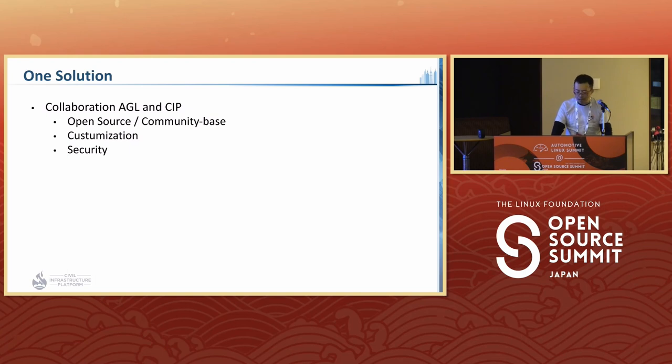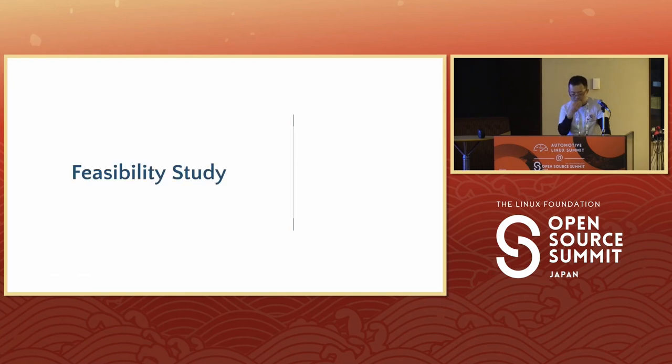So I believe that combining the strengths of both sides may make collaboration possible. However, I think it is important to assess the feasibility of such collaboration before moving forward. So the next section is the feasibility study. I'd like to show what I have done, a simple feasibility study.